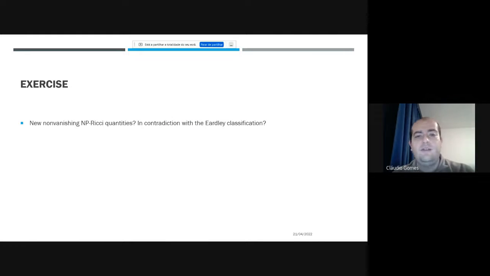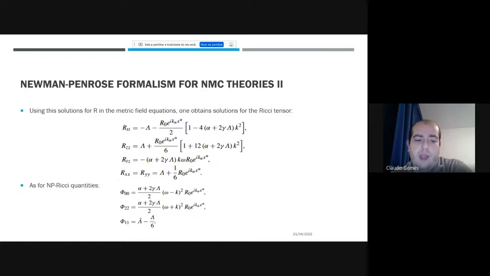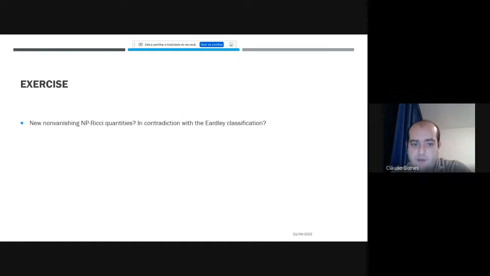Okay, so let us think on this. Do you have new non-vanishing Newman-Penrose Ricci quantities? Are they in contradiction with Eardley's classification, right? We do not only have phi 2, but we have phi 1 and phi 0, for instance. Okay, are they in conflict? Would they be in conflict? Well, this is quite important, right? You could naively think of this as a contradiction.